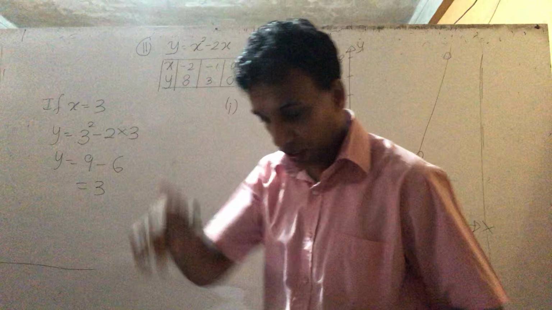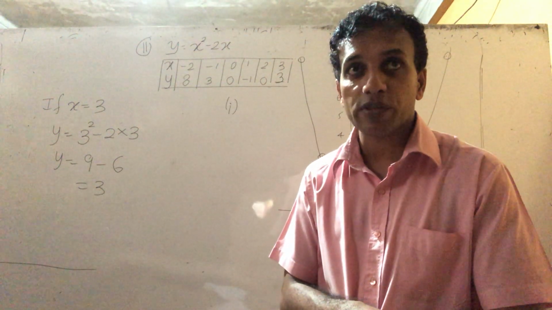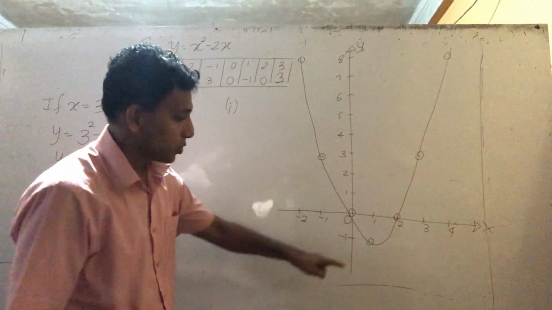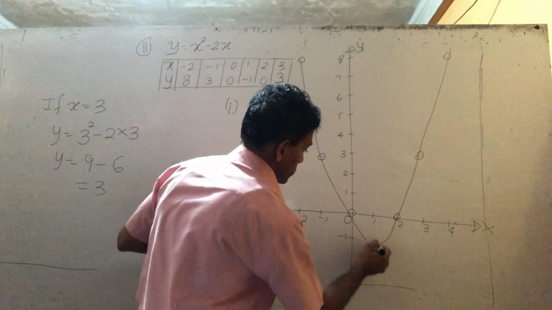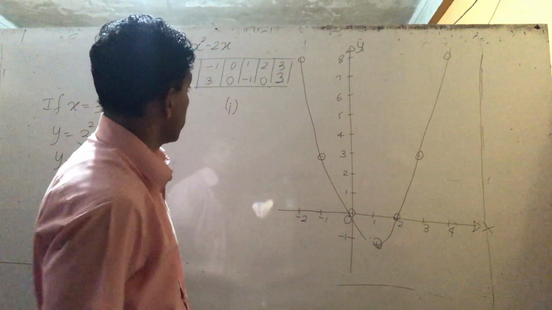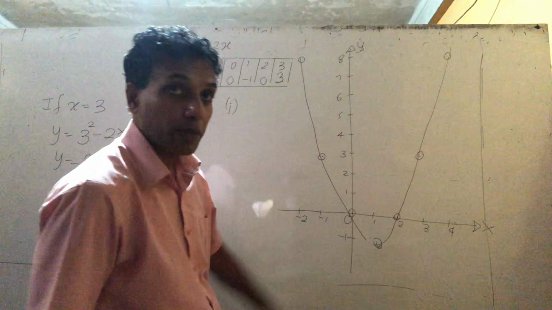Okay, so the question is right here. Write the coordinates of the turning point of the graph. No doubt, I don't need much more explanation here. The turning point of the graph here is x is 1, y is minus 1.